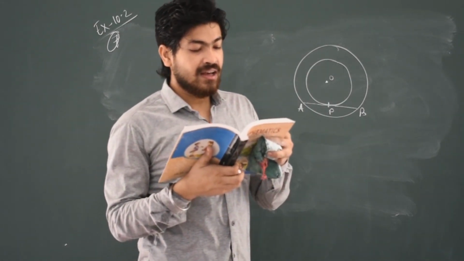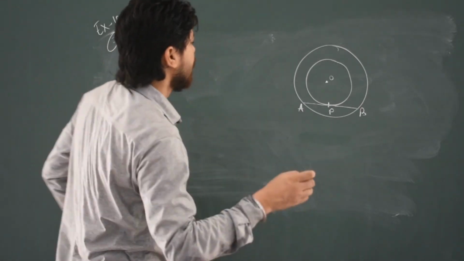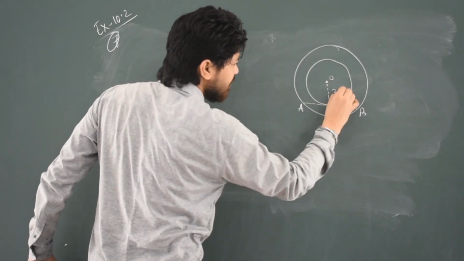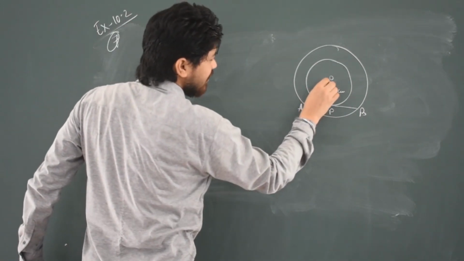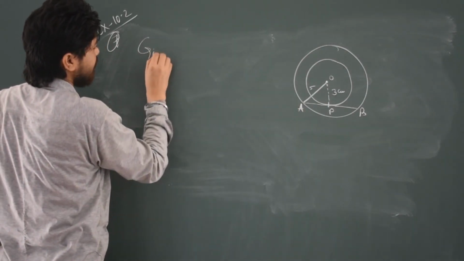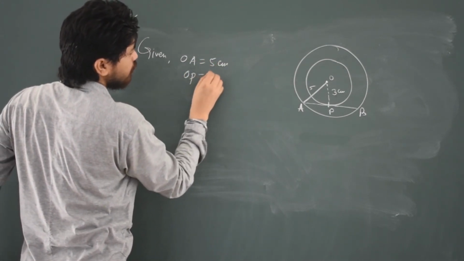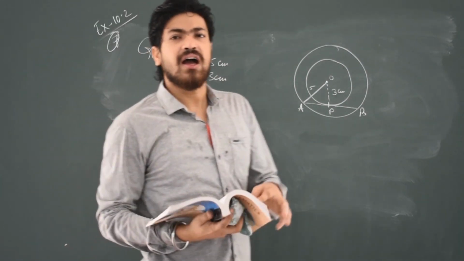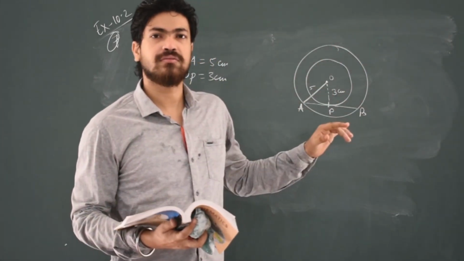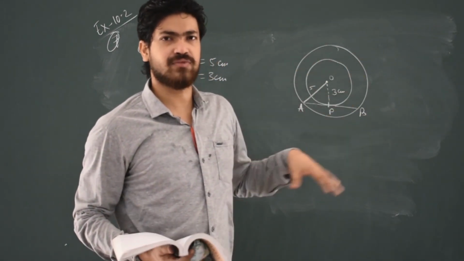We need to find the length of this AB. Now this OP is the radius of the smaller circle, 3 cm given, and OA is the radius of the larger circle. How much is it given? 5. Given OA equal to 5 cm, OP equal to 3 cm. Where did it come from? We were told two concentric circles of radius 5 cm and 3 cm, and we need to find the length of the chord of the larger circle that is the tangent to the smaller circle. So this is the diagram from the statement.